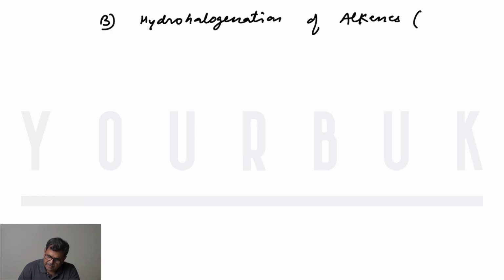The second method is the hydrohalogenation of alkenes. Hydrohalogenation of alkenes means the addition of HX, the addition of H plus and X negative across the double bond. Now this is my double bond. So we are adding HX. This is called hydrohalogenation. So the H plus ion is called the electrophile.